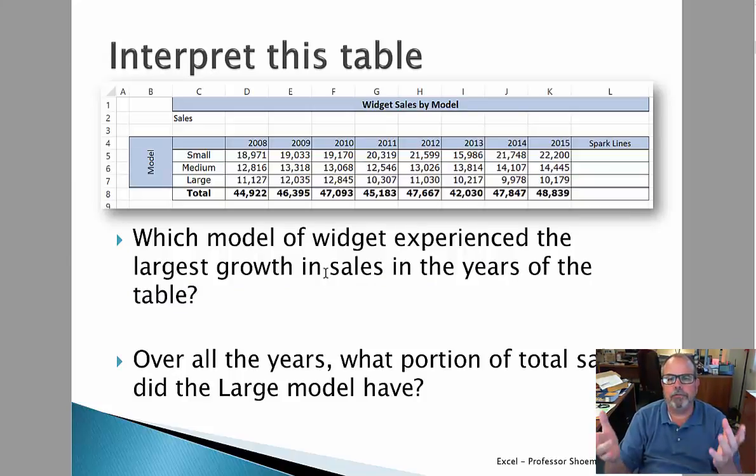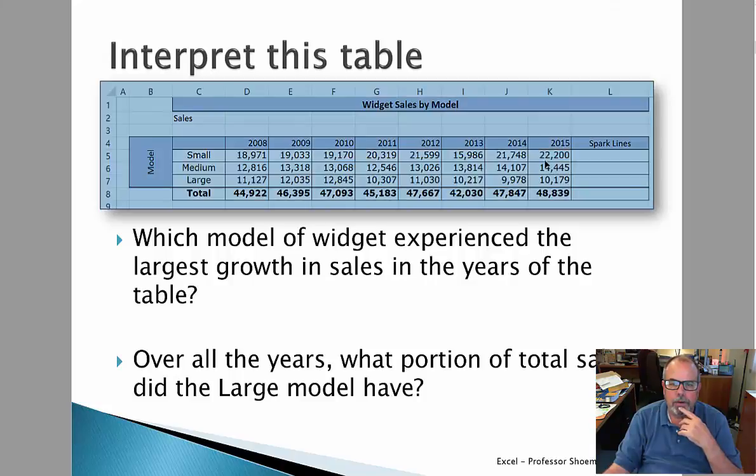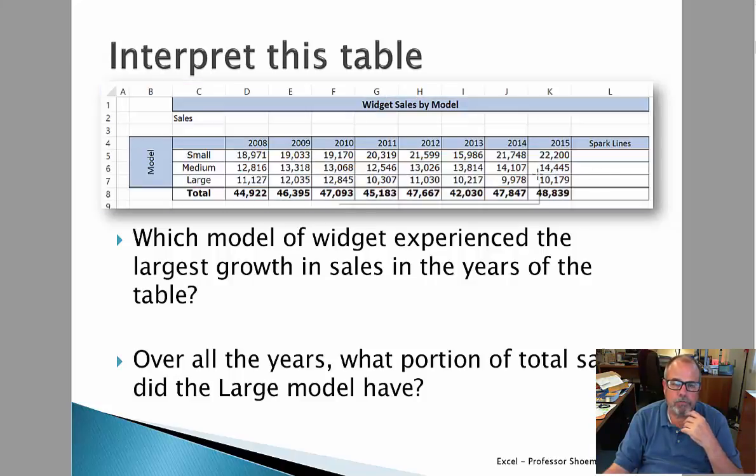And even in a small table like this that you can see at a glance, you cannot tell easily which model experienced the greatest growth. I mean, you can look at the last year and say, well, the small model had the largest amount in sales, but did it grow the most compared to the others? That's very difficult to say. And over the years, which proportion of total sales did the large model have? That's another question that's hard to answer. Was the large a third of the sales compared to the other two, a quarter, a half? That's very hard to tell when it's in the form of a table.